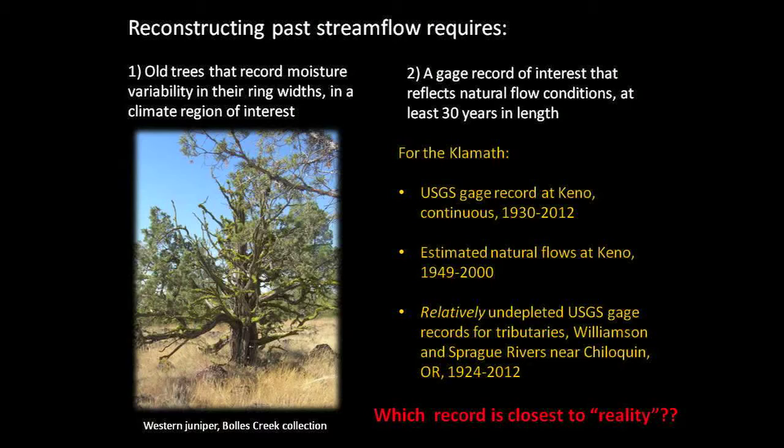So for the Klamath, we have several records. We have the USGS gauge record, continuous from 1930 to 2012. We have estimated natural flows at Keno. And I should say that we're focusing on Keno because that seems to be a gauge that is of interest to management. Estimated natural flows from 1949 to 2000. And then we have relatively undepleted USGS gauge records for two of the major tributaries of the Klamath, the Williamson and Sprague Rivers, from 1924 to 2012.